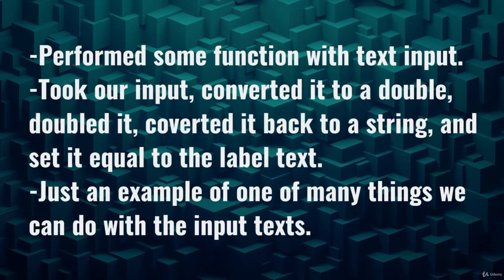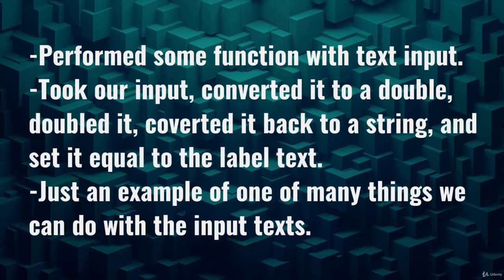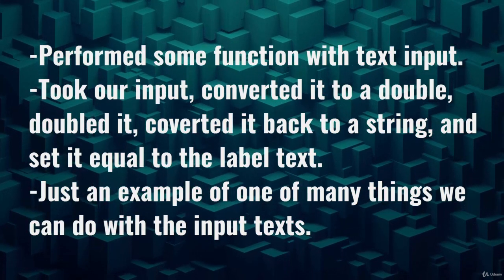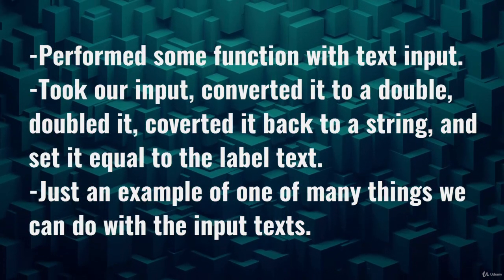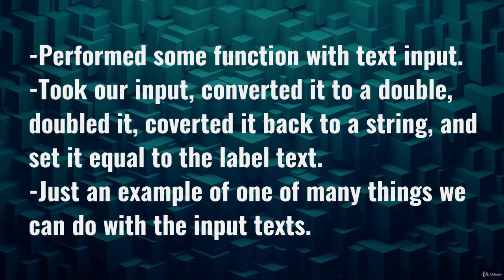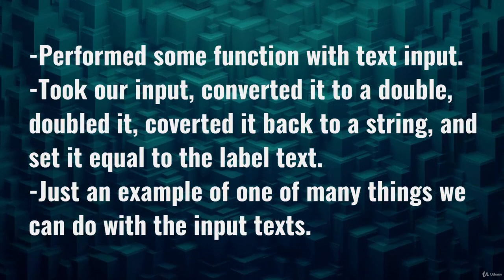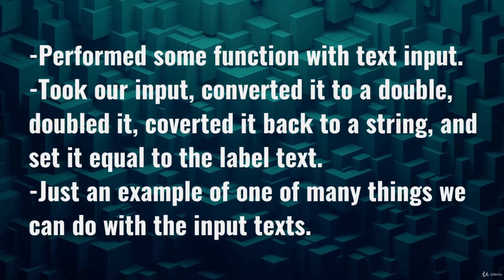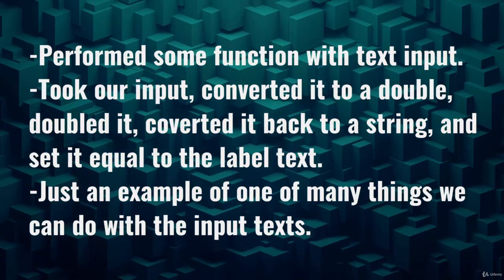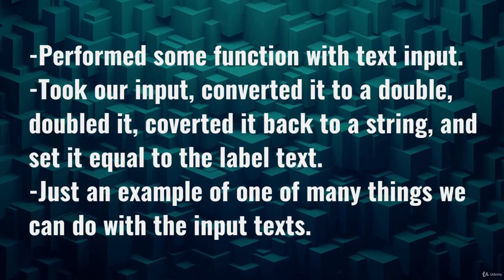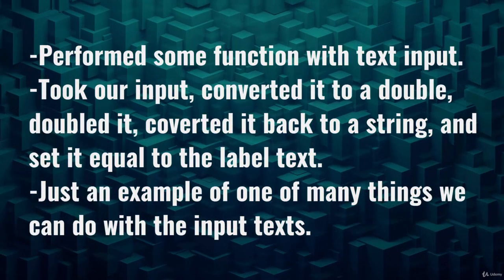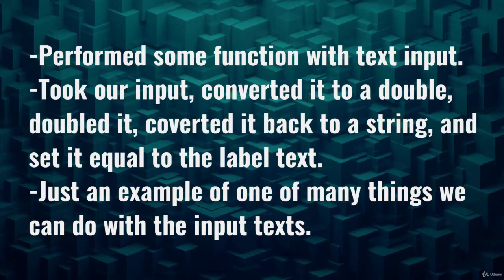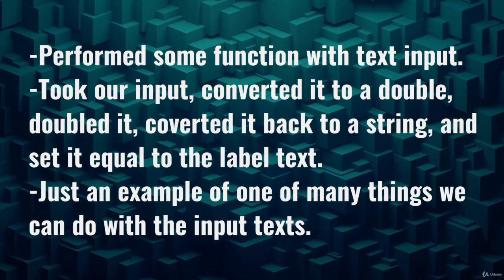Okay, so in this part we just performed some kind of function with our text input. We took our input, converted it to a double, then performed this double function which just doubled our number, and then we converted it back to a string and set it equal to the label text with lbl.label.text equals the value we want. This time we had to convert it back to a string, however. So this was just an example of one of the many things we can do with input texts.